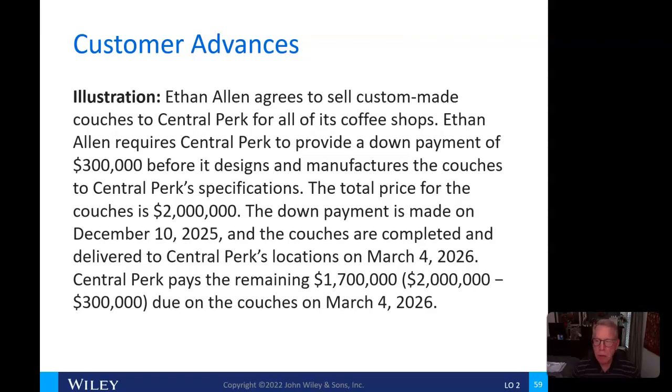The down payment is made on December 10th, 2025, and the couches are completed and delivered to Central Perk's locations on March 4th, 2026. Central Perk pays the remaining $1.7 million due on the couches on March 4th, 2026.